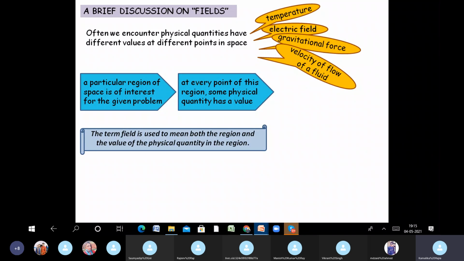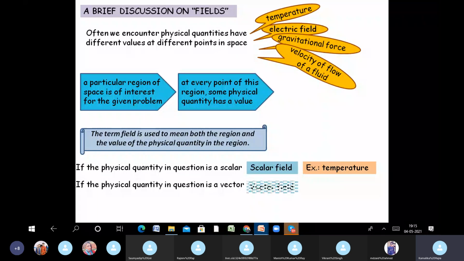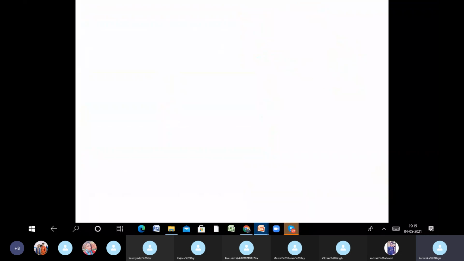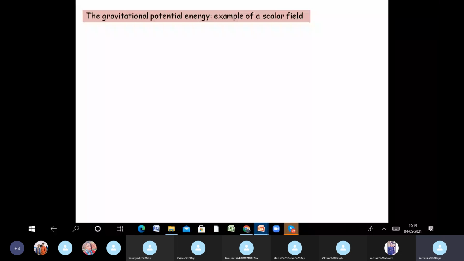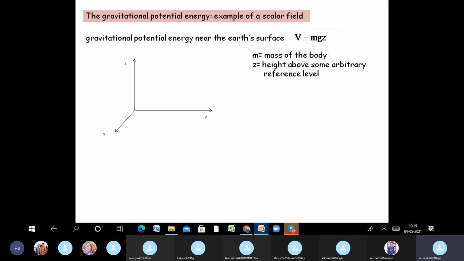I remember telling you how the temperature in a room will vary from one point to another on a hot day, or when the AC is on in a very big room with a large number of people. And that is how I tried to explain what a field is. If the physical quantity in question is a scalar, it is a scalar field. If it is a vector, it is a vector field. So this is not really required, the gravitational potential energy example of a scalar field, so we just skip this.